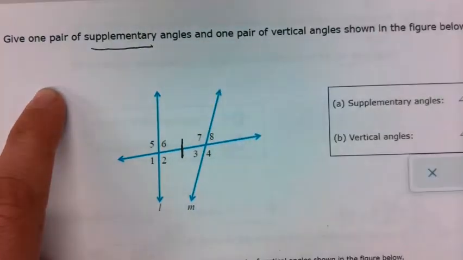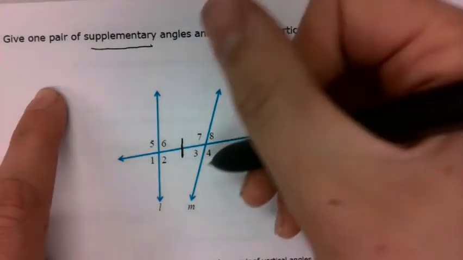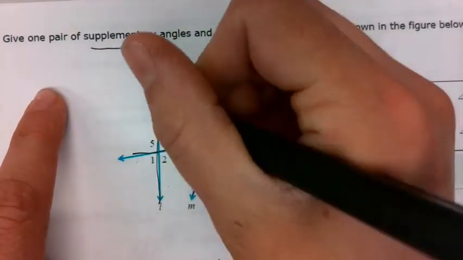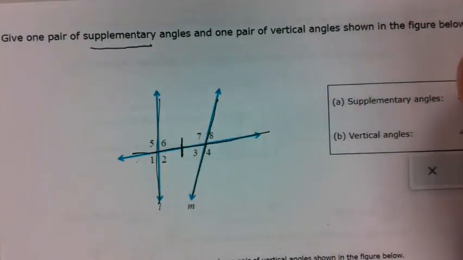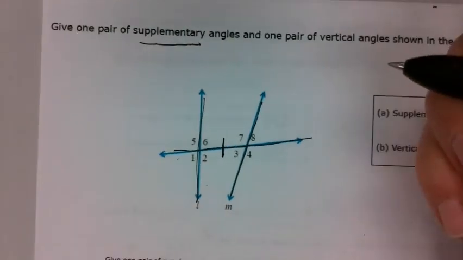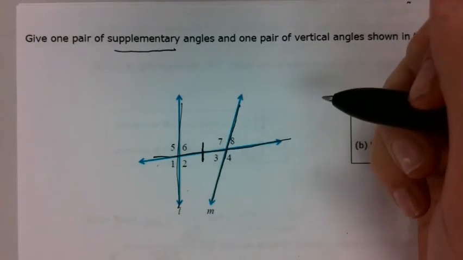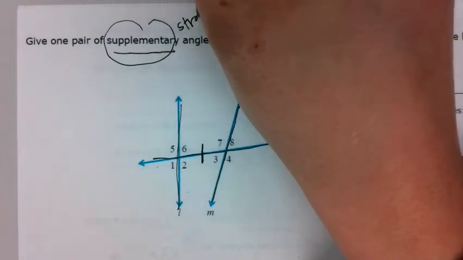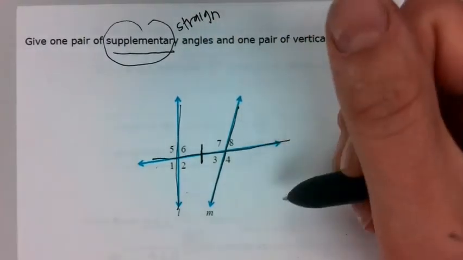Also remember, supplementary is formed by a straight line or a straight angle. You can see I've got a lot of straight lines going on in this diagram. So I've got a lot of examples of supplementary and a lot of examples of vertical. But it just asked me to list one pair. So here we go, supplementary. When we find supplementary, we're looking for that straight angle. So I'm going to find one straight angle.